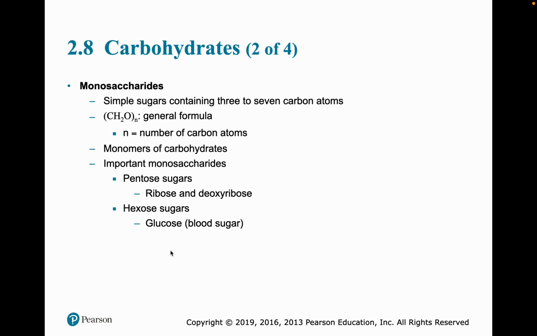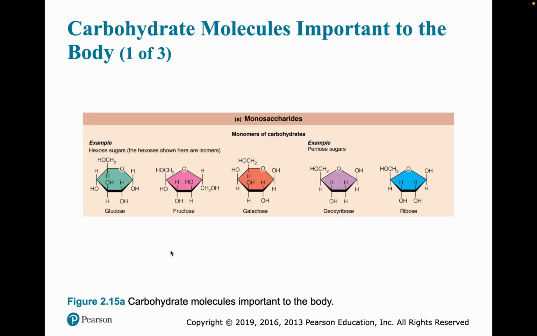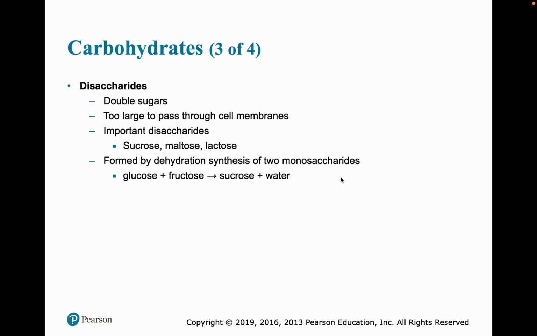They are, again, monomers of carbohydrates, monosaccharides. Some important monosaccharides out there would be glucose, fructose, galactose, deoxyribose, and ribose. Disaccharides are good ways to store sugars, especially in plants. They are too large to go through a cell membrane, but some important disaccharides are those that we use for sweetening. Table sugar would be sucrose, maltose, and lactose.